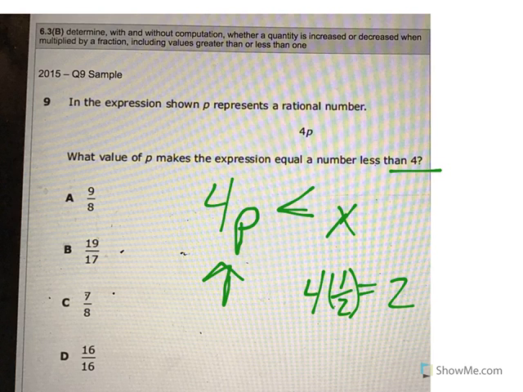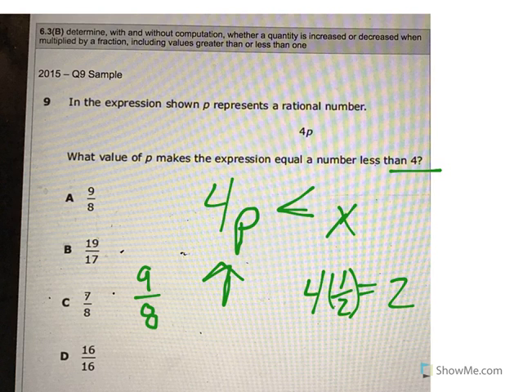Let's look at A. 9/8. If I multiply 4 times 9/8, who cares what the product is going to be? But ask yourself, is my product going to be greater than 4 or less than 4? Obviously, it's going to be greater than 4 because 9/8 is an improper fraction, which means my product is going to be greater than 4.